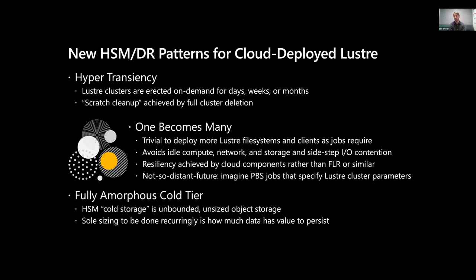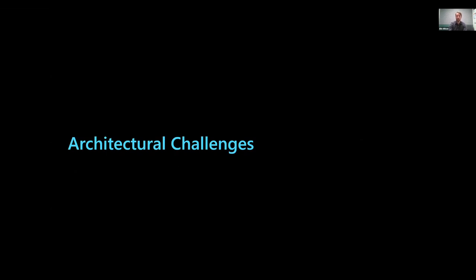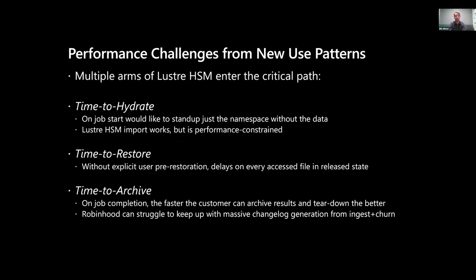When is it worth getting rid of data in order to save costs? Some of the architectural challenges that spin out of these new use patterns when you're trying to use Lustre HSM to achieve some of these things in the cloud are, first of all, from a performance perspective, Lustre HSM really enters the critical path. When you launch a new Lustre cluster, it's associated with a job, and a subset of the massive tree that is your multi-petabyte object store is hydrated.